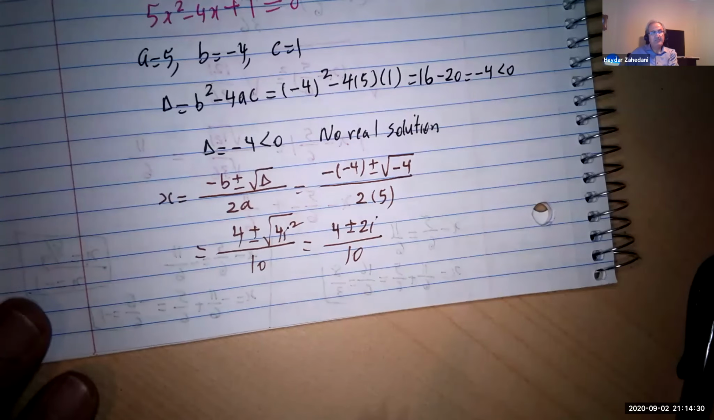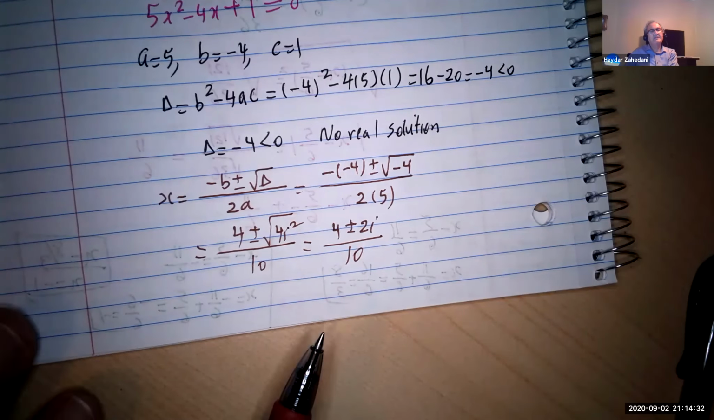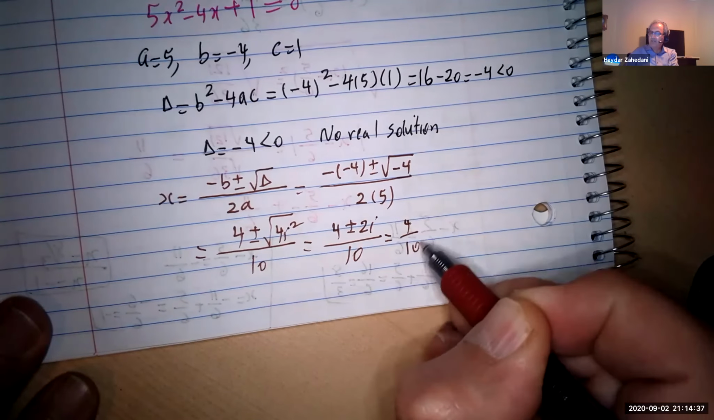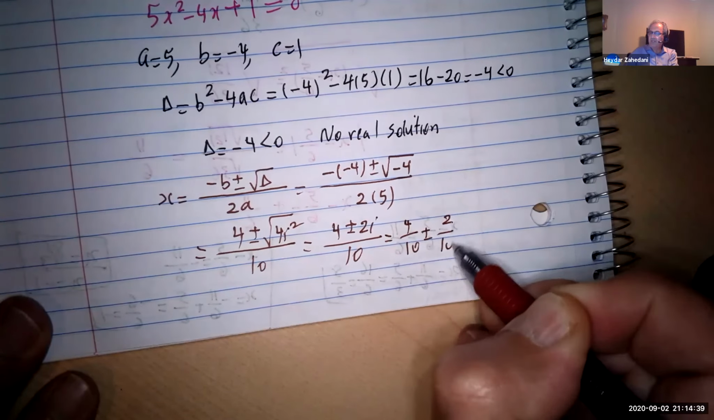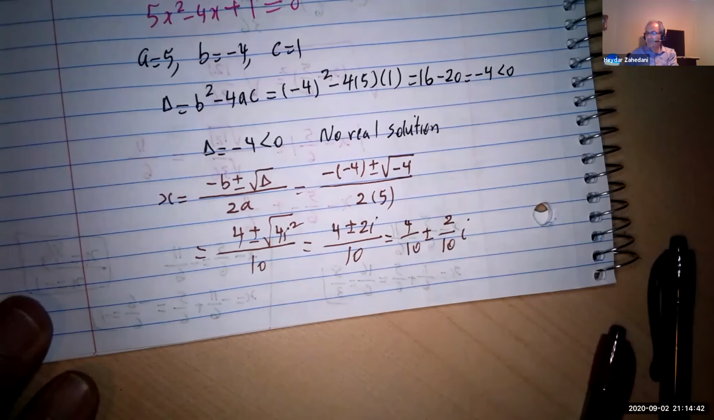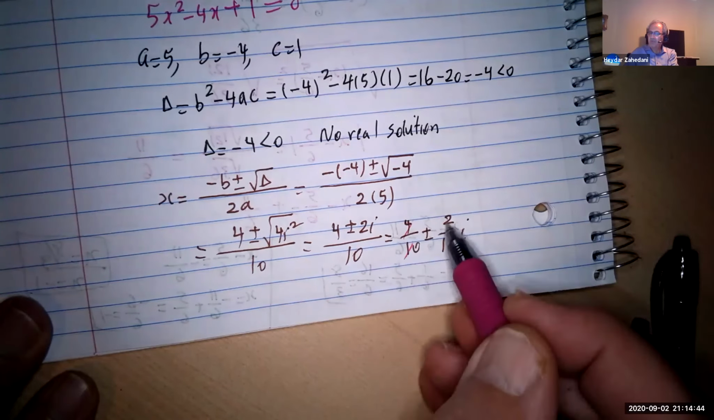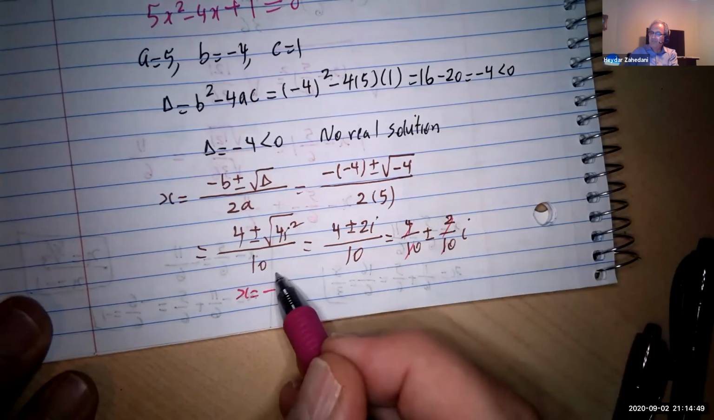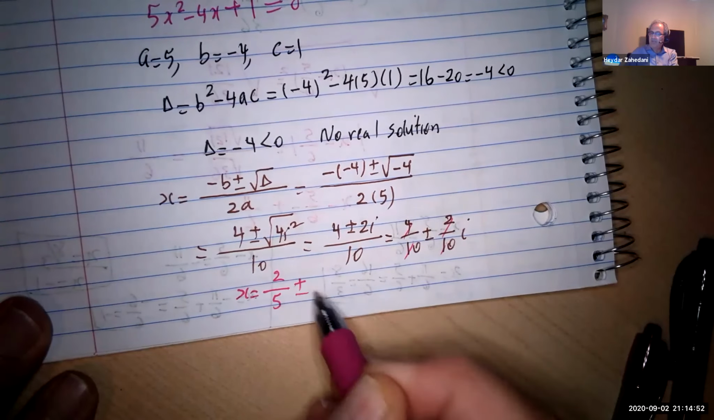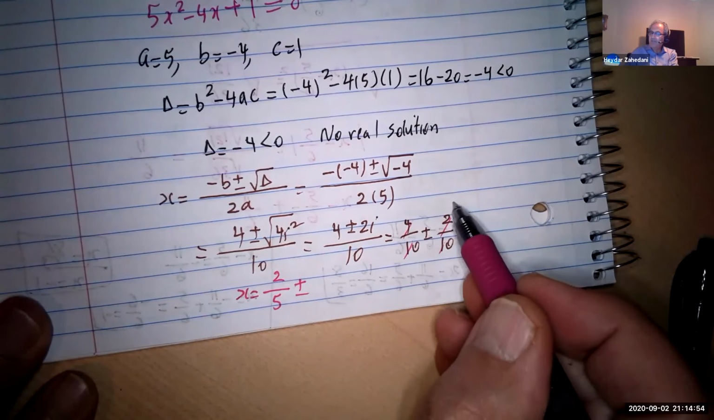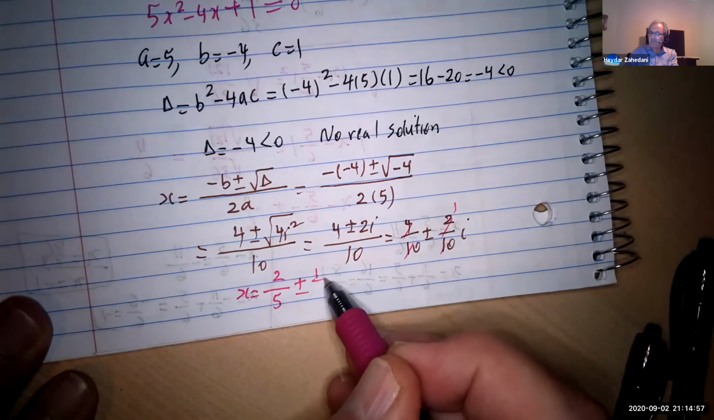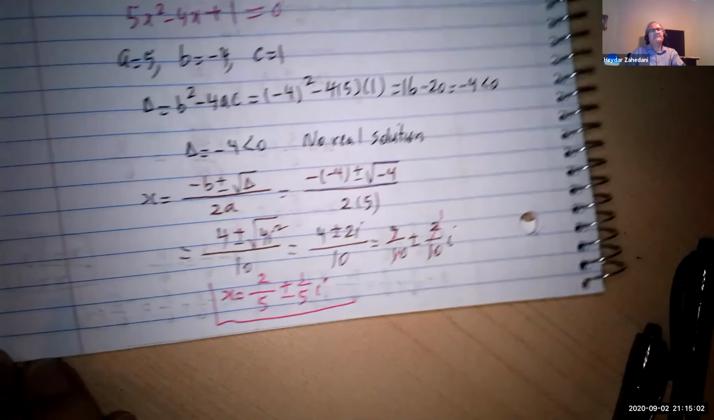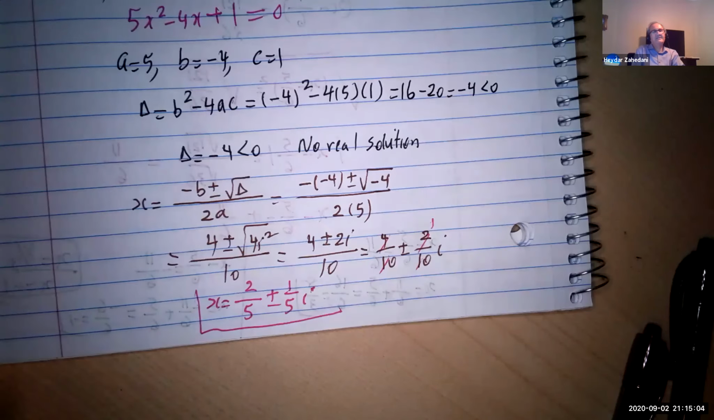You break it up because complex numbers, remember, must be given in standard form. So it's 4/10 plus or minus 2/10 i. Now we get a chance to simplify. You simplify by 2. So your x would be 2/5 plus or minus 1/5 i. So this would be the final answer. You have to simplify it.